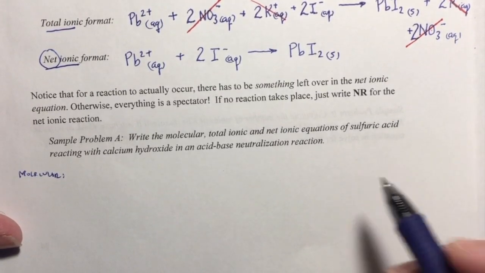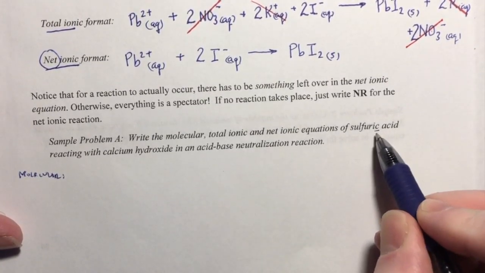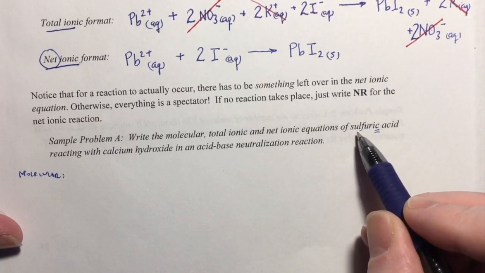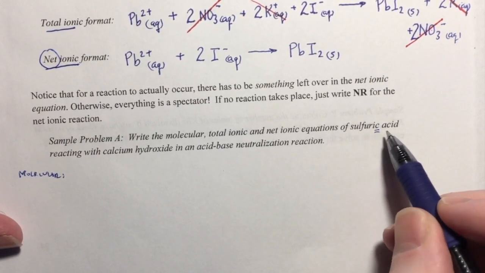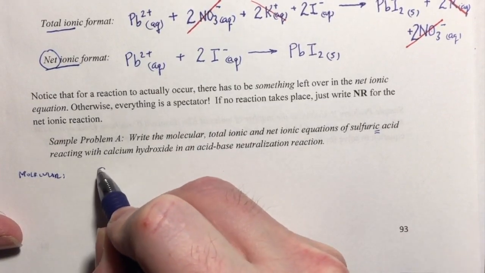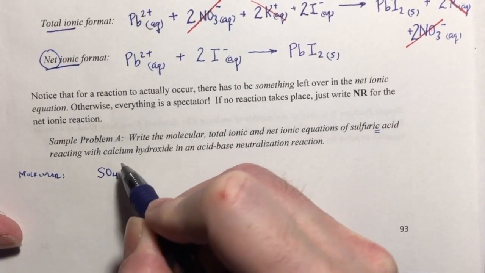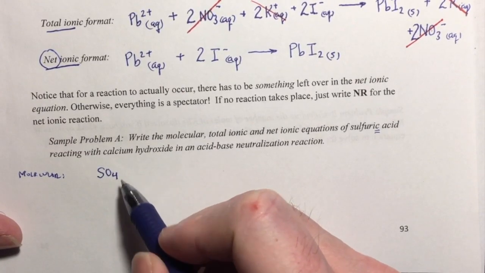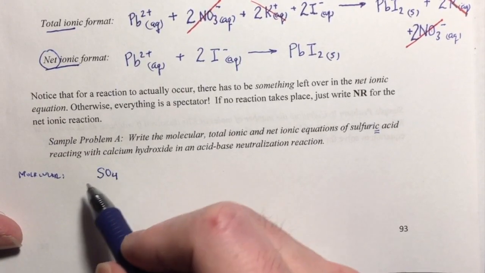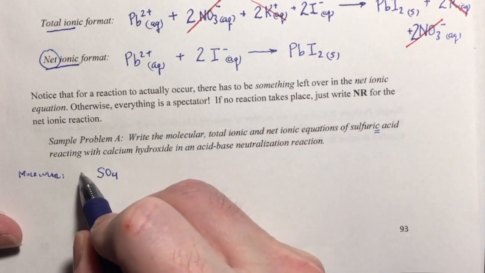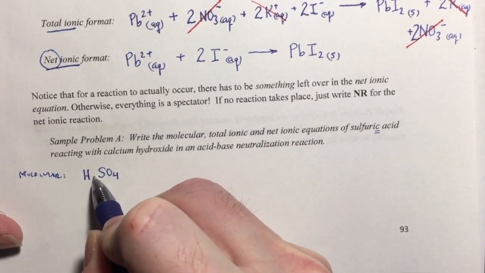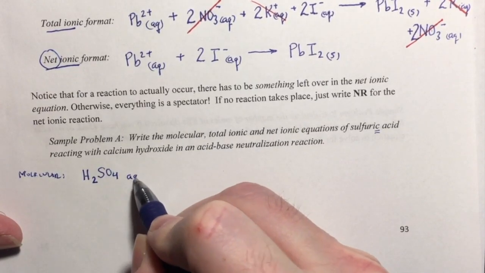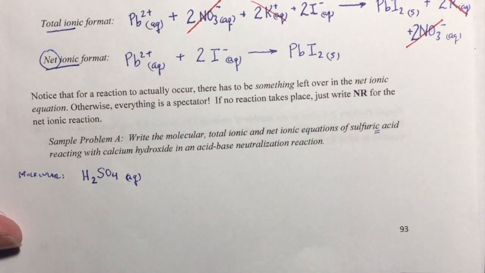I've got sulfuric acid. Sulfuric acid, an ic acid, came from an ATE anion, so this must have come from the sulfate anion. I know sulfate is SO4 with a 2- charge. That 2- charge means I must have had 2 hydrogens. So there's sulfuric acid, and of course, sulfuric acid is going to be aqueous.